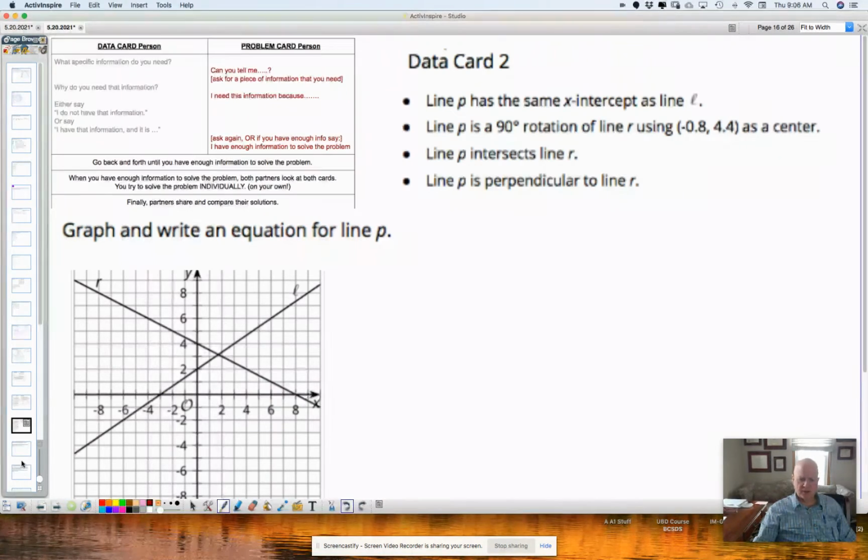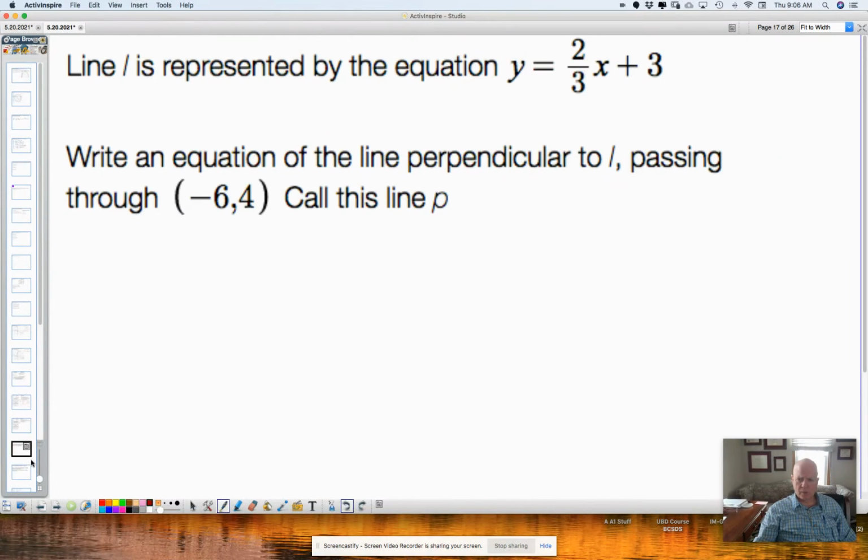There was a second one as well. Here you have this line L represented by this equation. This would be the slope of this line. Write an equation perpendicular to this that passes through this point. This would be my (h, k). The slope of the line that was given is 2/3.